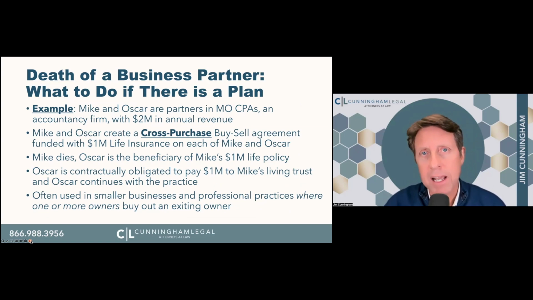Mike and Oscar create a cross-purchase buy-sell agreement funded with $1 million of life insurance on each of Mike and Oscar. So it's very important, a $2 million business. And let's say we're just valuing this at one times earnings, so $2 million in revenue. You can put any number you want in there for valuation for the buy-sell, funded by a policy of life insurance on each partner. They're 50-50 partners.